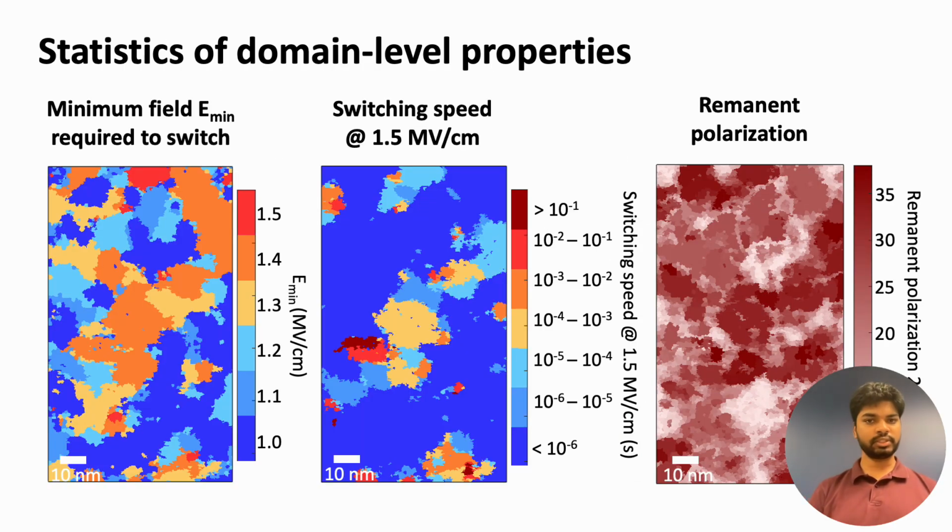From the domain level fits, we can also build phase maps of three different quantities that I would like to point out here. The minimum field required for each of these domains to switch at any pulse width. That is what you see here on the left. In the middle, you see the switching speed at 1.5 megavolt per centimeter. And on the right, you see the remanent polarization. The heterogeneous nature of all these domains and the variation across these domains is evident through all these three different phase maps.